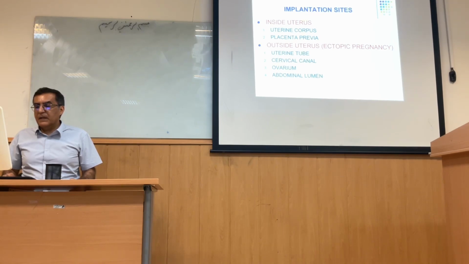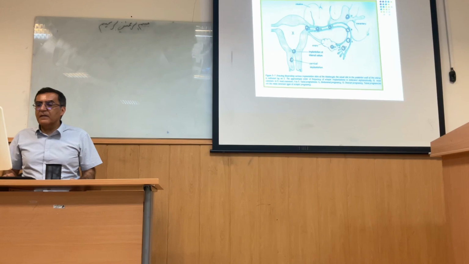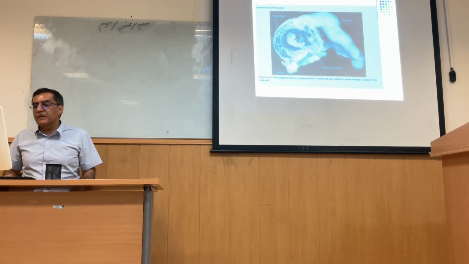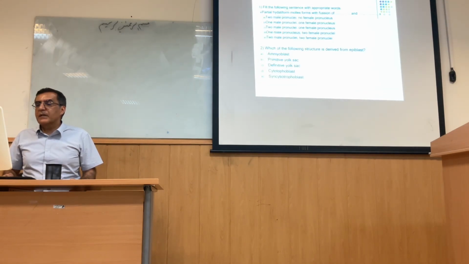This is an ectopic pregnancy. I told you this is the site of ectopic pregnancy. The X is a normal site. All of the regions can be ectopic, but the most common is the ampullary region. It is implanted in the cervix. We have a placenta previa and many abnormalities.